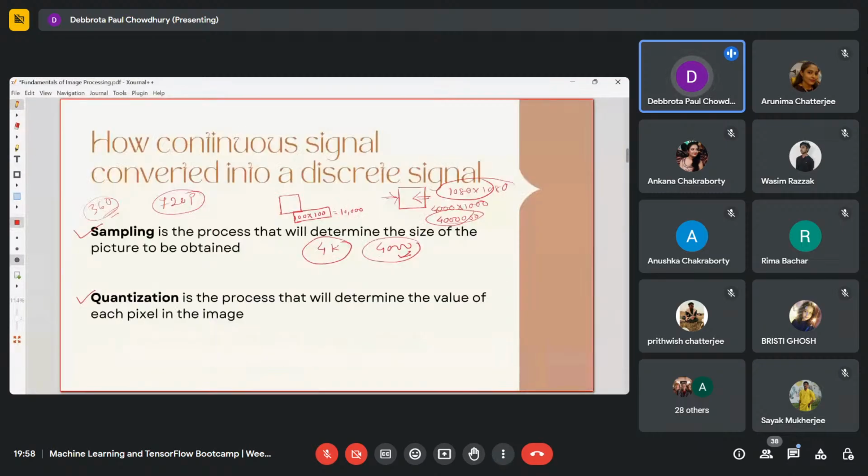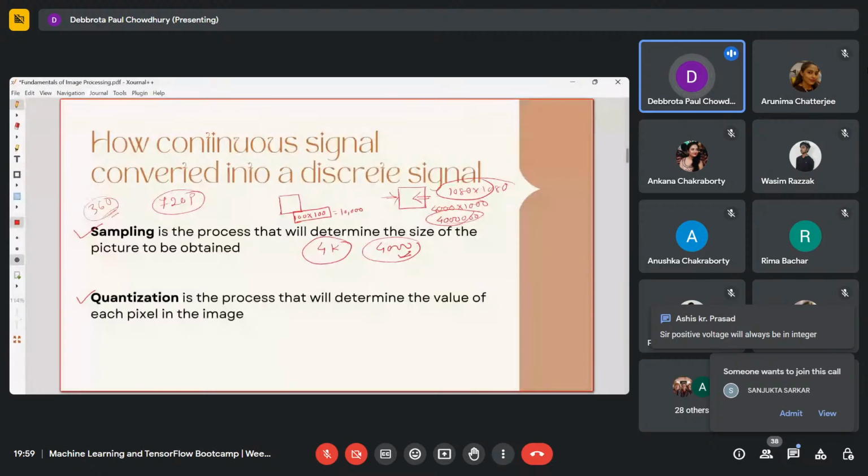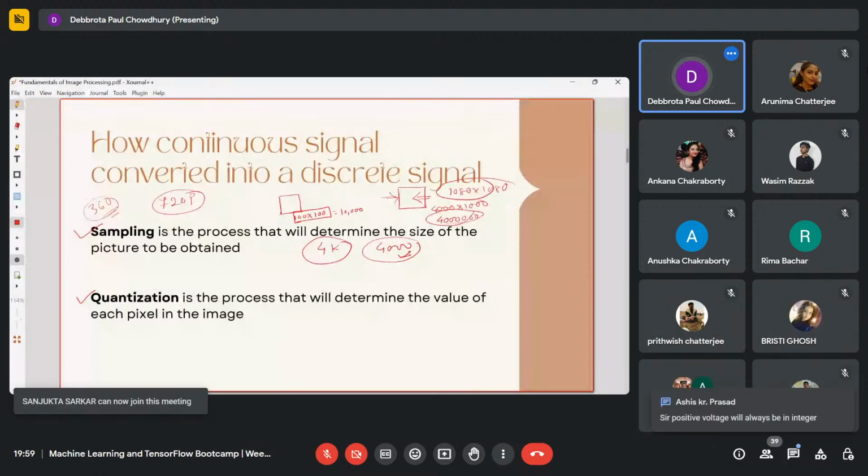Now we'll come to quantization. So what is quantization? Quantization basically is a process that will determine the value of each pixel in the image.